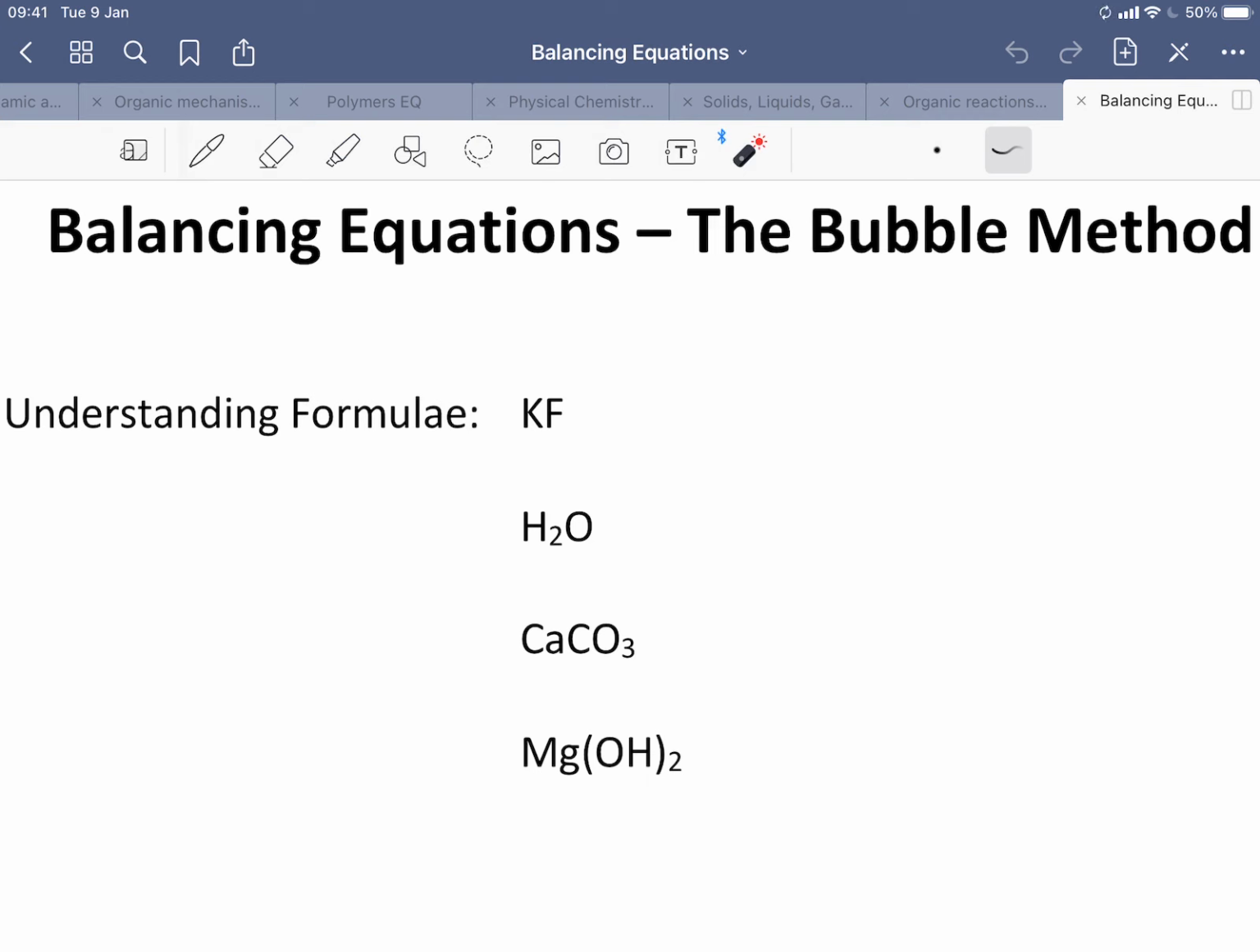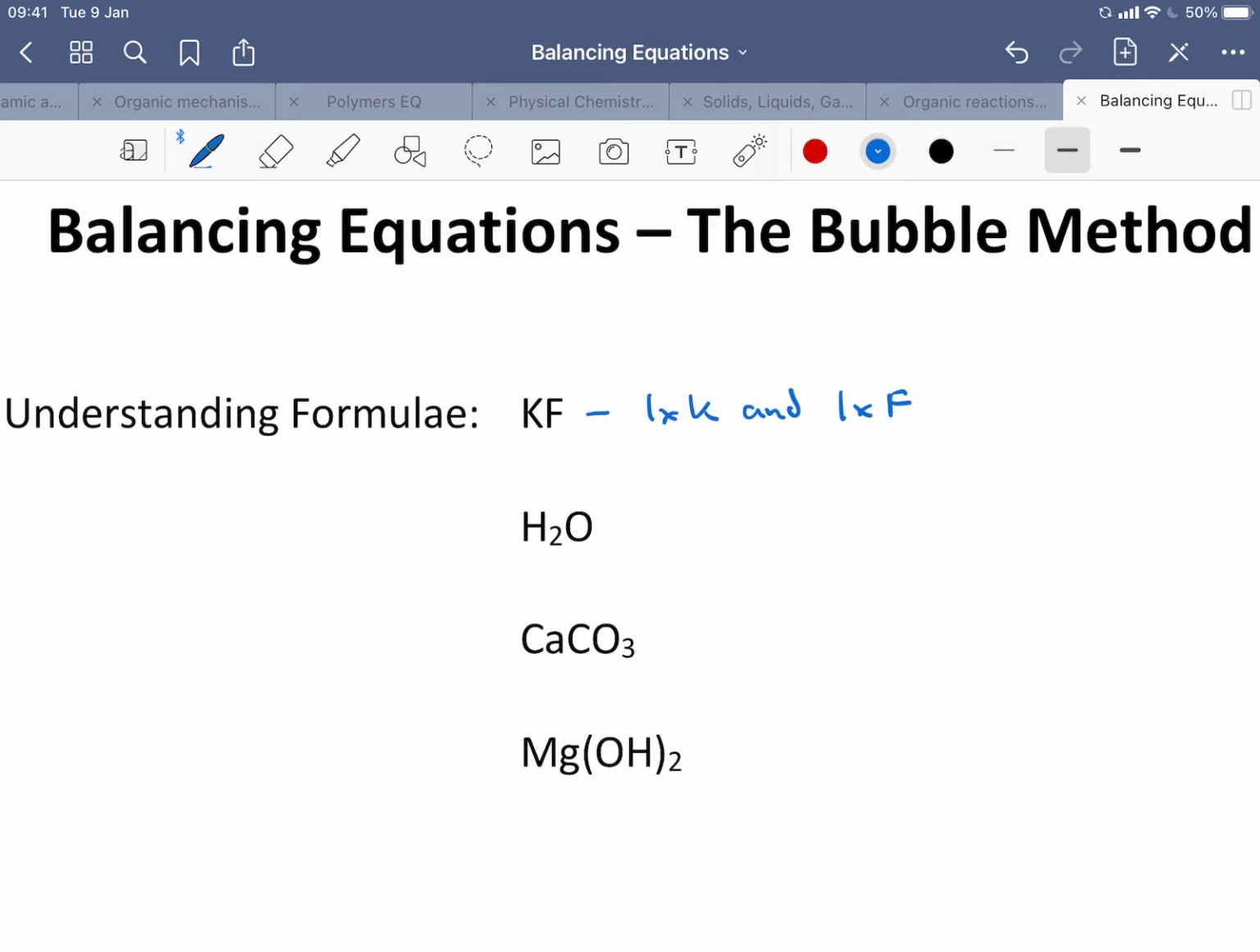So if we look at this first compound, potassium fluoride, you'll know there's just the symbol for potassium, that's K, and there's just the symbol for fluorine. So what that's telling us is that in that compound there is 1 times potassium and there is 1 times fluorine.